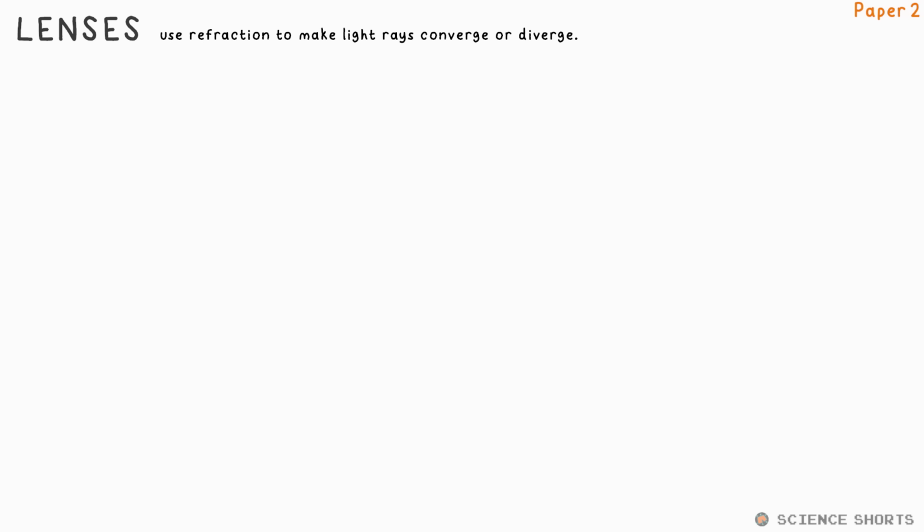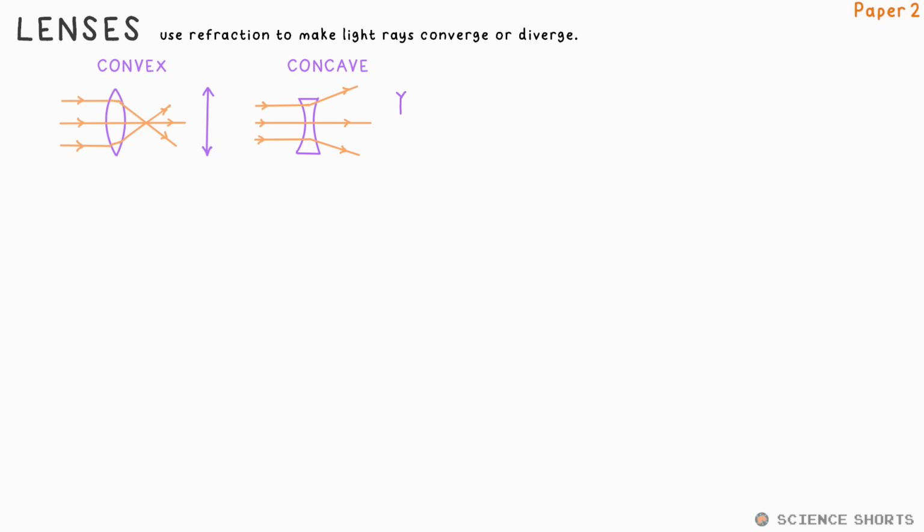Lenses are curved blocks of glass that refract light to focus it. Also, the lenses in your eye do the same job. They make light rays converge, meet, or diverge, spread out. A convex lens can make rays converge. This is the symbol we use to represent it.